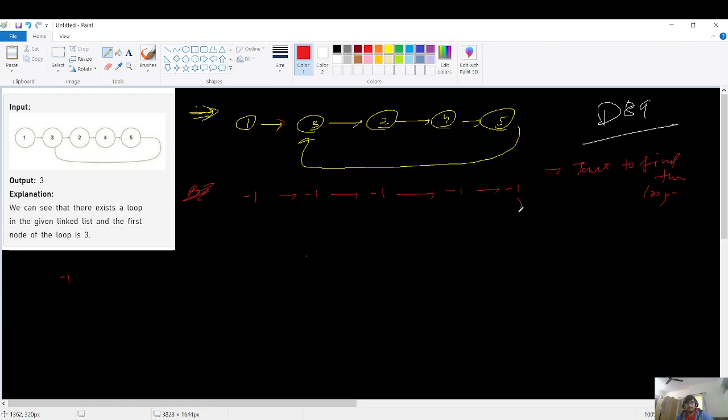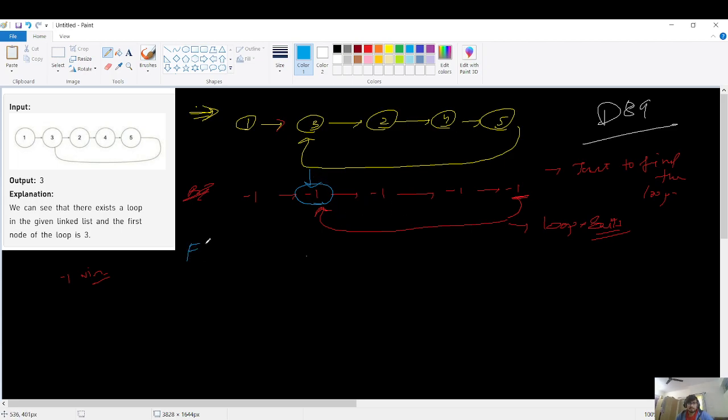If I traverse again and come back to this point, I will see that the pointer is pointing to a node already marked. While traversing I keep marking the nodes as -1, saying this is a node which we have visited. So if it points again to a -1 node, then I can say that the loop exists. With this naive approach we can find that the loop exists, but we cannot find the exact value of the starting node.